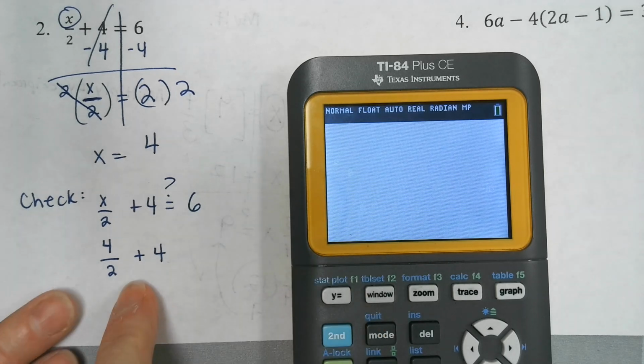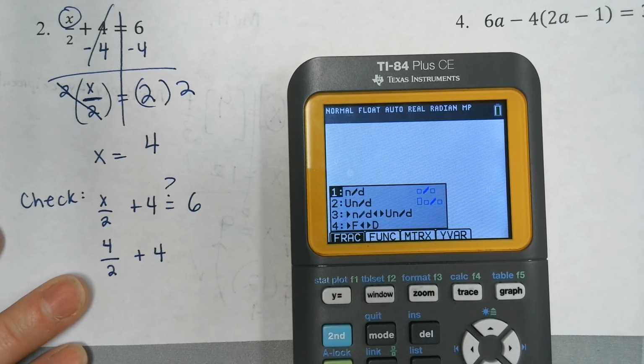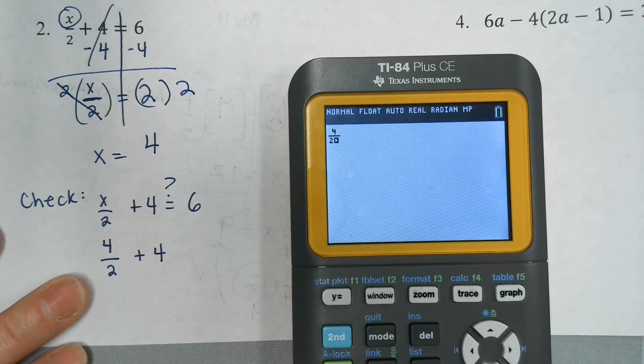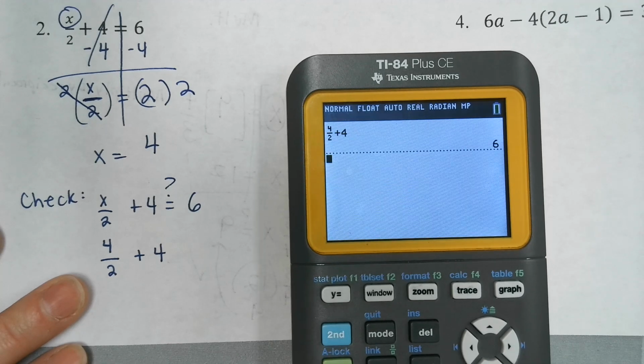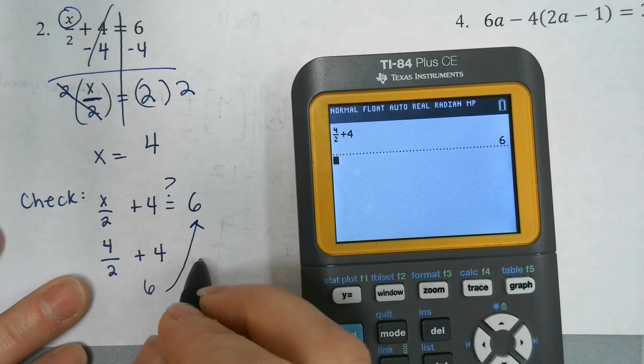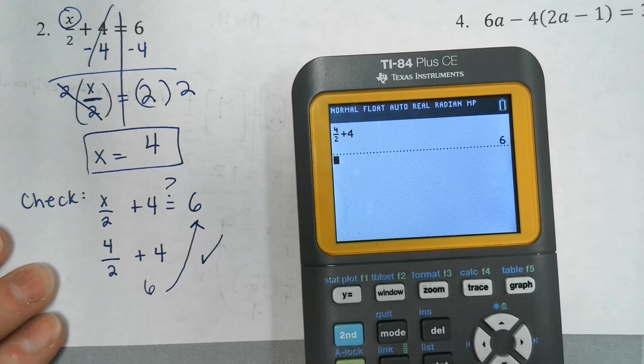So do the fraction. How do we push the button to get to the fraction menu? Alpha y equals. So we're going to do 4 over 2. You got to use your arrows. Arrow to the right to get out of the fraction. Plus 4. Is that supposed to equal 6? Yep. So that means we did it right. So x equals 4.